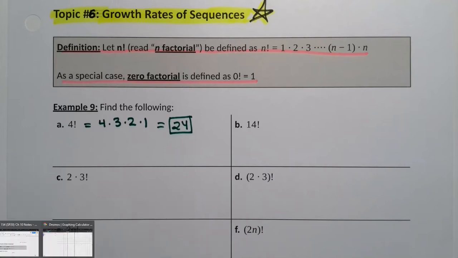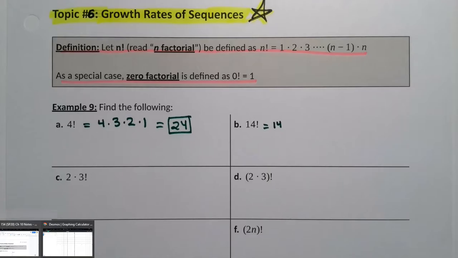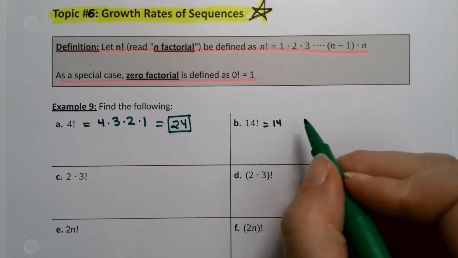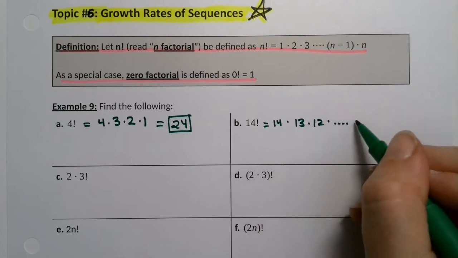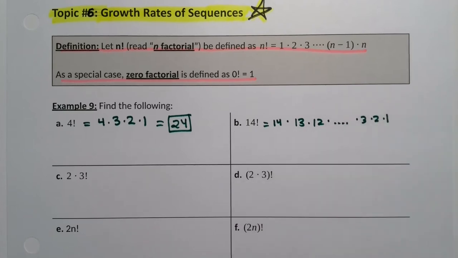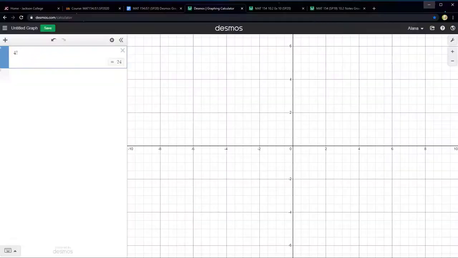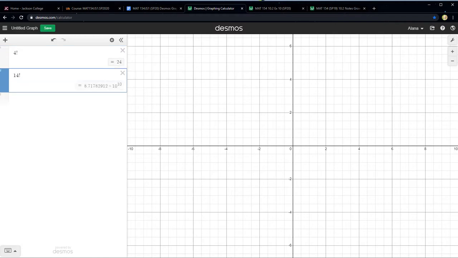All right, so 14 factorial. 14 factorial will be 14 times 13, times 12. Now, I'm not going to write all the numbers. So we just assume it continues in this vein until the last numbers, which are 3 times 2 times 1. We are so not going to find that by hand. That is what Desmos is for. So if that was part A, 14 factorial, there we go. So I'm just going to put an approximation sign. It's 8.718 times 10 to the 10. Lovely.